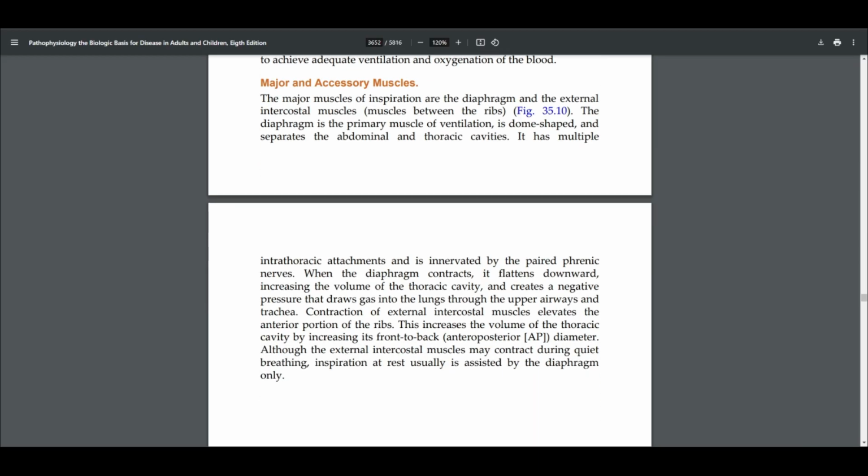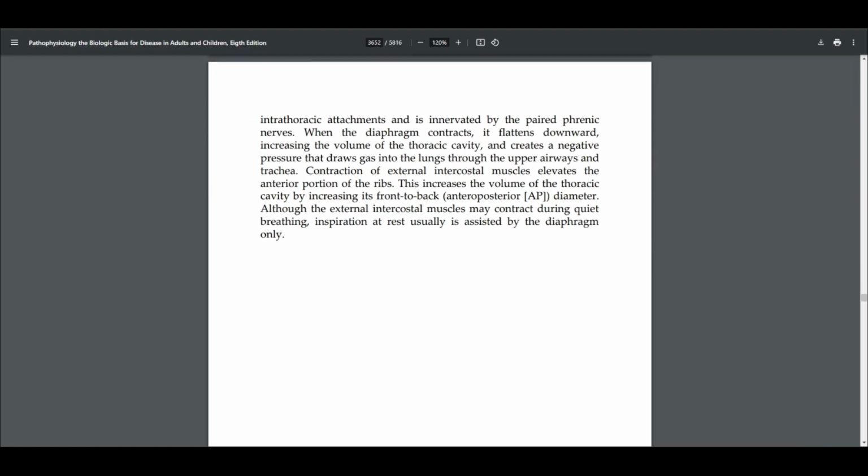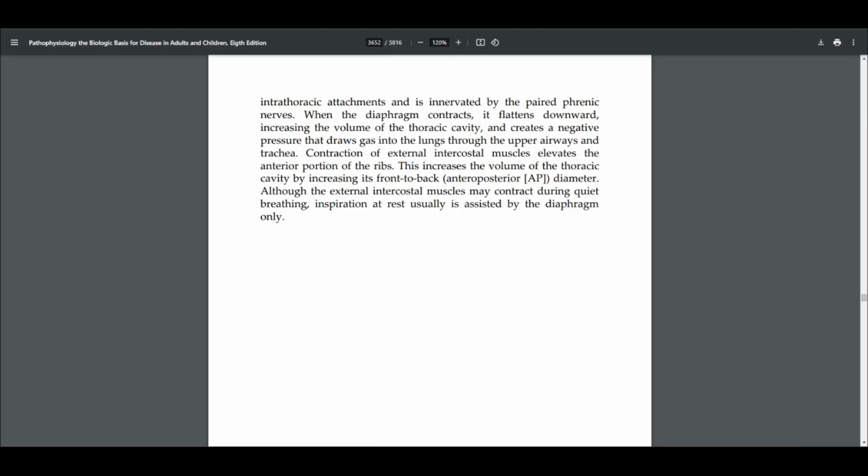So what are our major and accessory muscles? The major muscles of inspiration are the diaphragm and the external intercostal muscles, the muscles between the ribs. The diaphragm is the primary muscle of ventilation. It's dome shaped and separates the abdominal and thoracic cavity. It has multiple intrathoracic attachments and is innervated by the paired phrenic nerves.